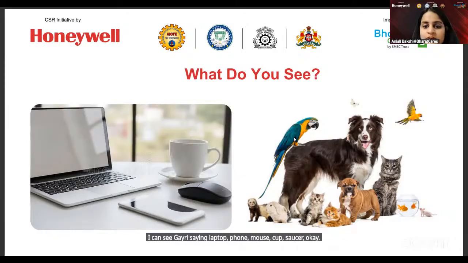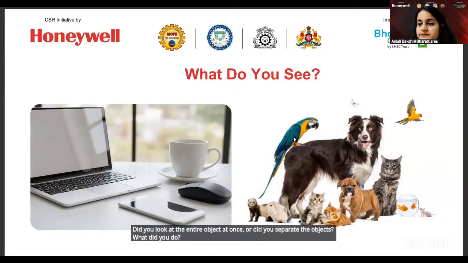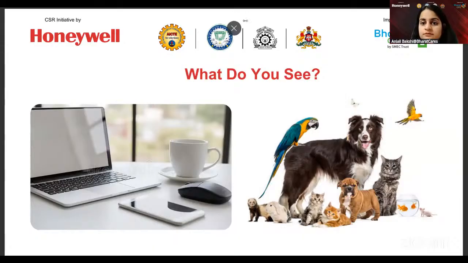Okay, great. When you saw this, did you look at the entire image at once, or did your brain scan and separate the objects? What did you do? Harshita says separate the objects. Gayatri says separate the objects. Okay, so what did our brain do?